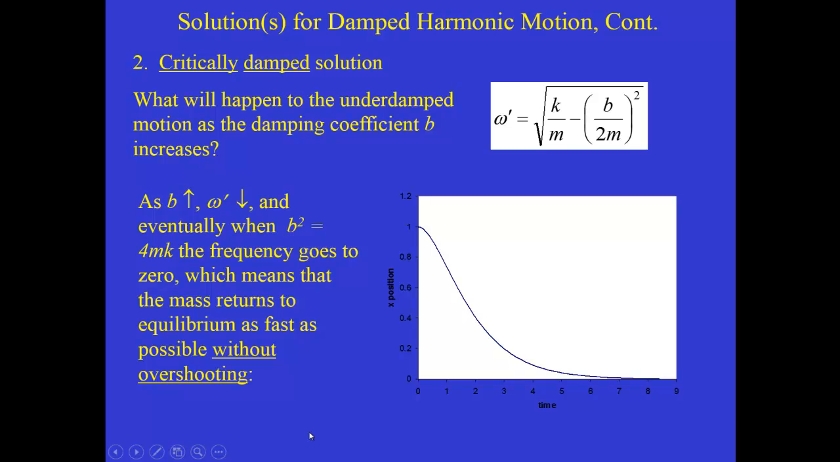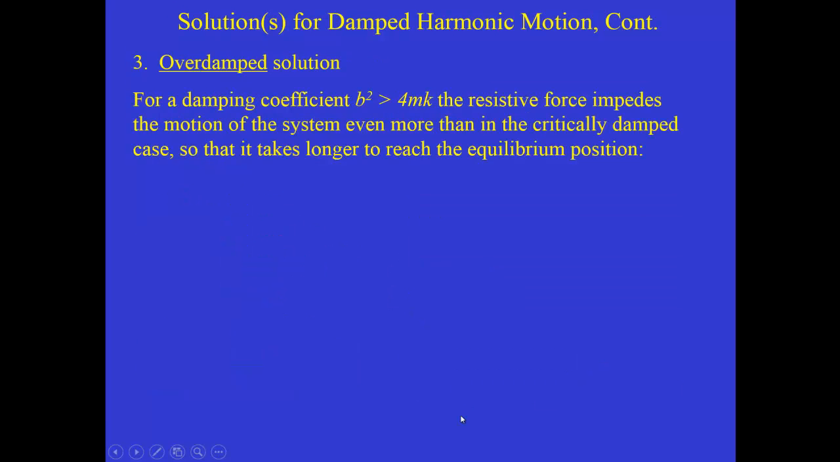Now what happens if b gets even larger than the special value that it has to have here is that we will still have a solution that does not oscillate. It'll still be this kind of a solution that will return to equilibrium without overshooting, but it will just take longer to do it than it does in this critically damped case. And so that's called the overdamped solution. So if the damping coefficient b squared is greater than that critical value of 4mk, then the resistive force resists the motion even more.